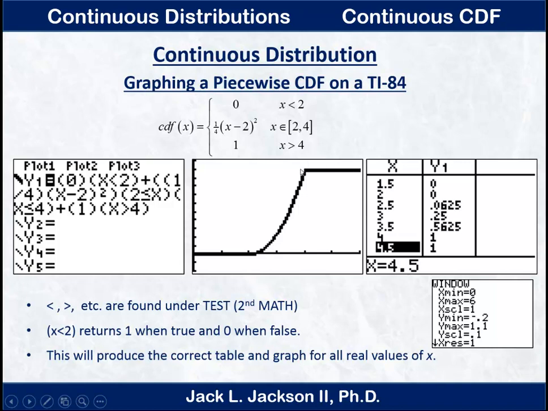But how do you get a graph like that on your calculator when this is in pieces? Well, here's how you do it. You put the first formula, 0, in parentheses, and then you put this condition next, x less than 2, in parentheses. Then you put plus. We put the middle formula, 1/4 times (x minus 2) squared, in parentheses, and we put this condition here, which is actually two conditions: 2 is less than or equal to x, and also x is less than or equal to 4. Plus, we put this formula right here in parentheses, and the last condition, x greater than 4.